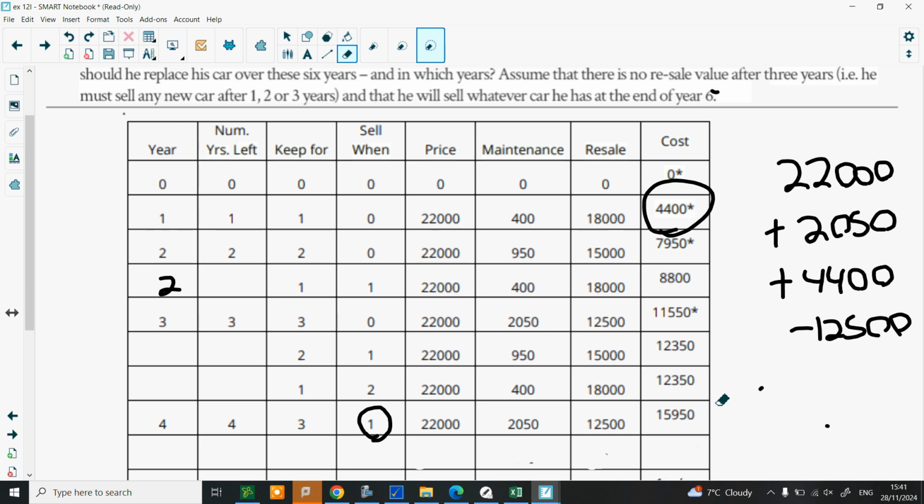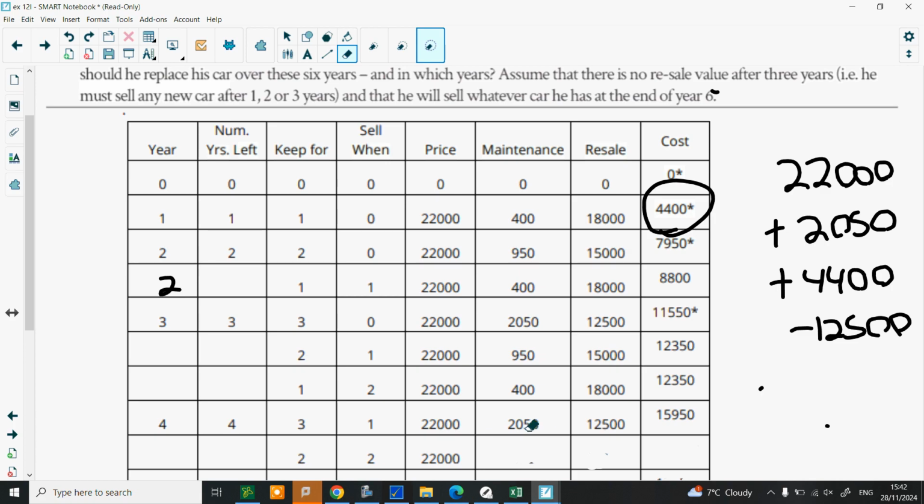And that should come out as 15,950. Is that okay? At least I hope it does. Does it? Yeah, it does, yeah. All right, next one. What do you think's next, lads? I just did 3, 1, so what do you think's next?